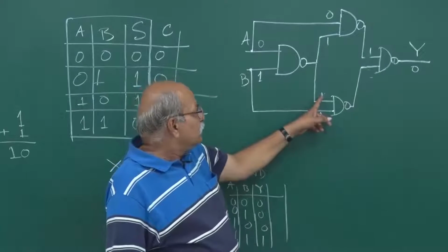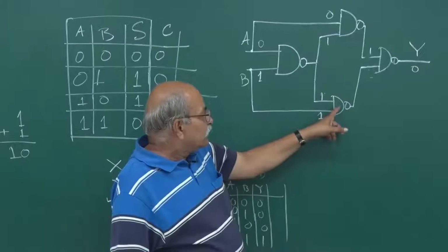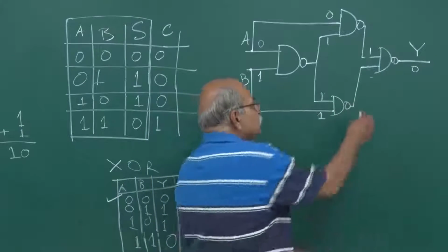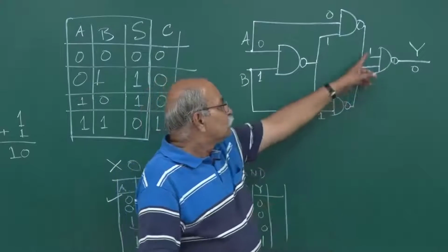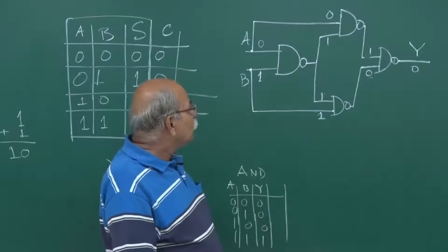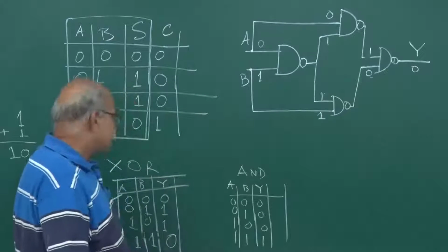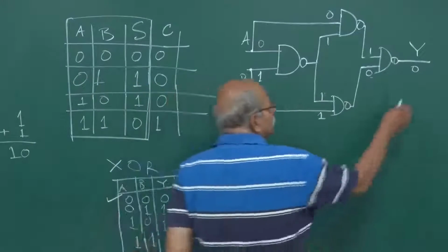And 1 and 1. How much is 1 and 1? It is 1. And NOT of that will be 0. So this is 0. 0 and 1 is 0, and NOT of that is 1. So this Y will be 1.